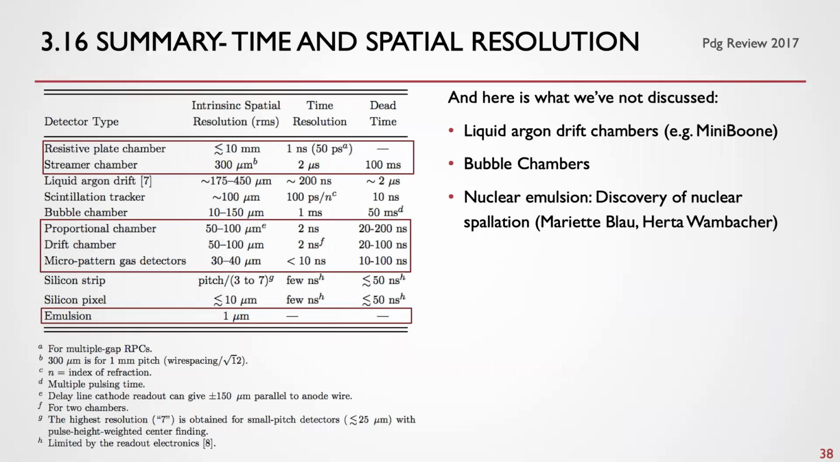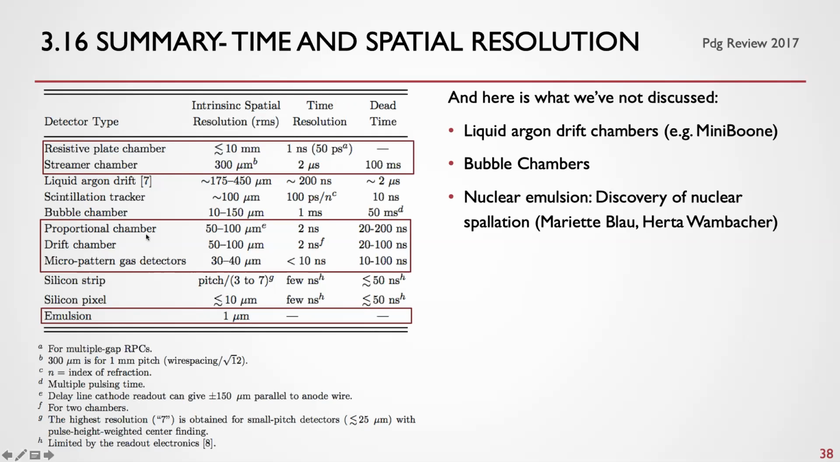Okay, in summary, I put here a few numbers. This is from the PDG review from 2017. We have discussed many of these detectors. We're going to discuss still silicon strip and pixel detectors in the next lectures. Spatial and time resolution is what is compared in this table. So RPCs, resistive plate chambers, don't have very good spatial resolution, but nanoseconds timing resolution.